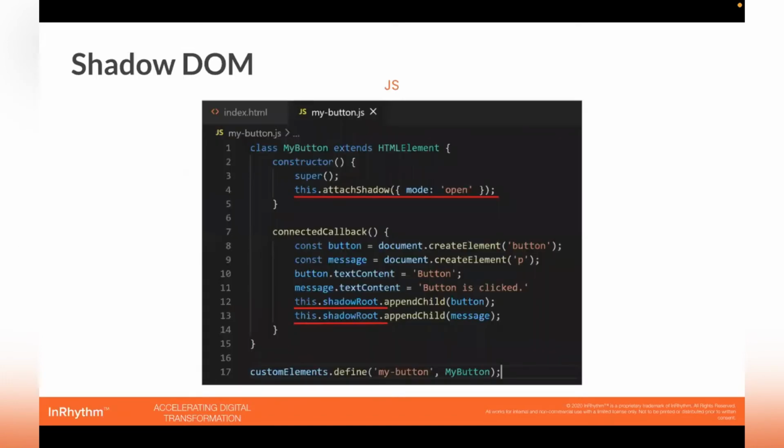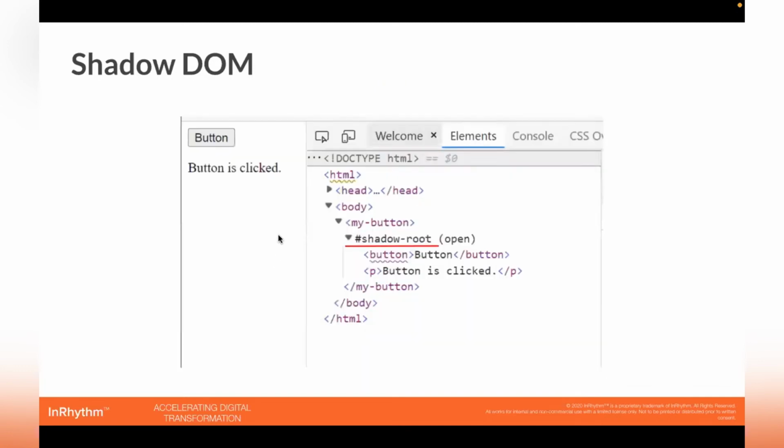Now let's see another example. We are using the same mybutton example as we used before. In order to enable the shadow DOM, you have to call this attachShadow function and set the mode to open. By doing this, you will have a shadow root available under your web component, and you can append the buttons and the message. Instead of appending them to the real DOM, you append them to the shadow root. So the result in the browser is like this.